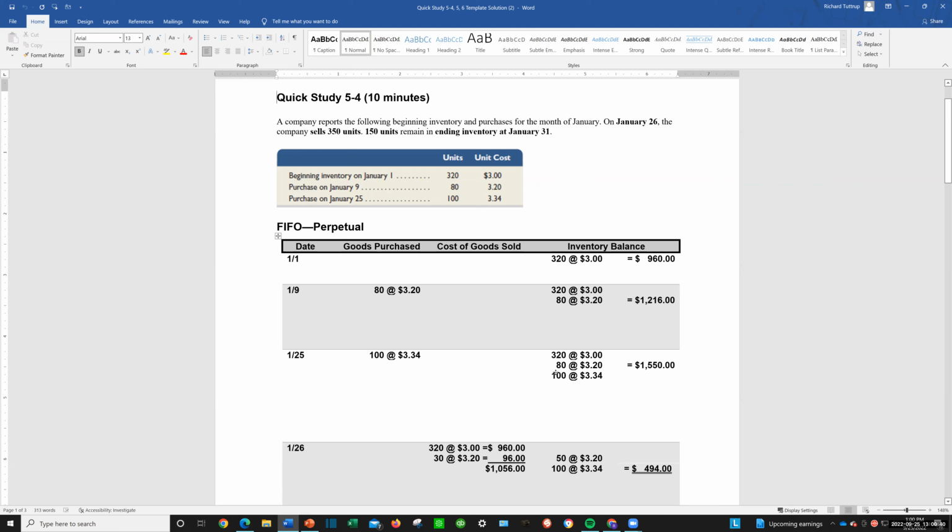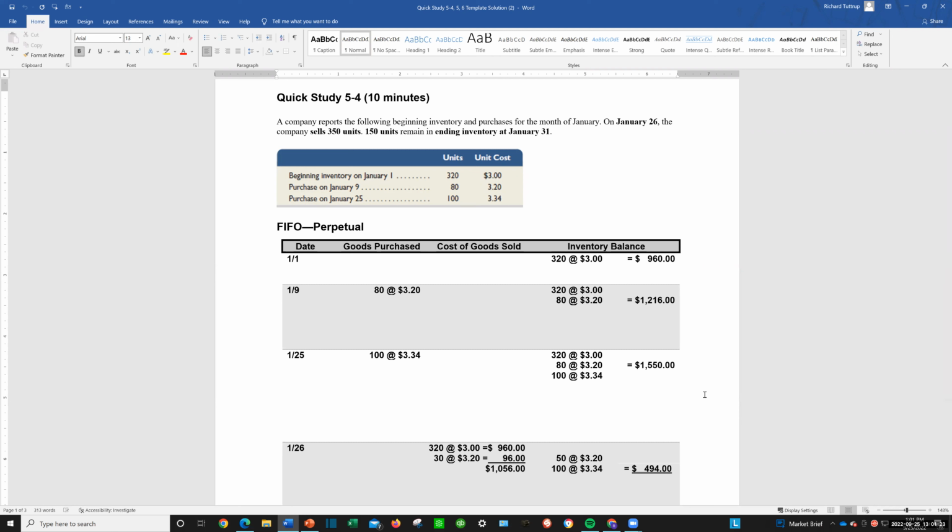Now, notice that we had a layer of 80. We used 30. We only have 50 left, right? But we put that in. Now, also, we need to bring down the layer that we didn't use. We didn't even touch it. So that whole layer, that 100 units at 3.34, put it in down there. So we can cost out our ending inventory as this. So you can trust me, if you cost that out, you're going to have an ending inventory of 494.